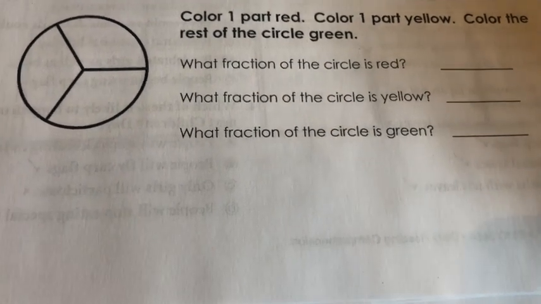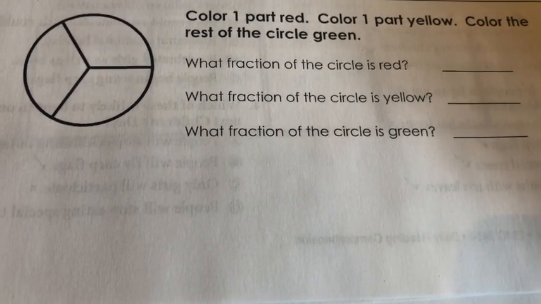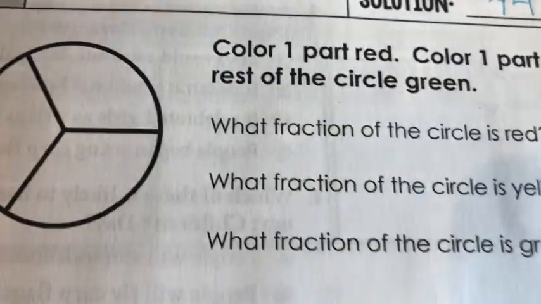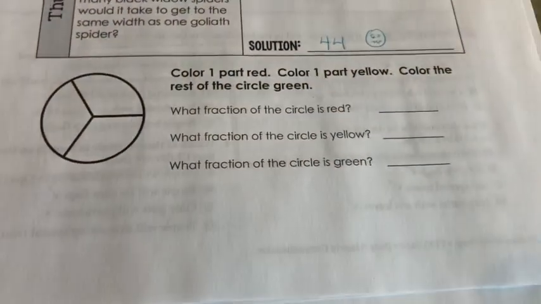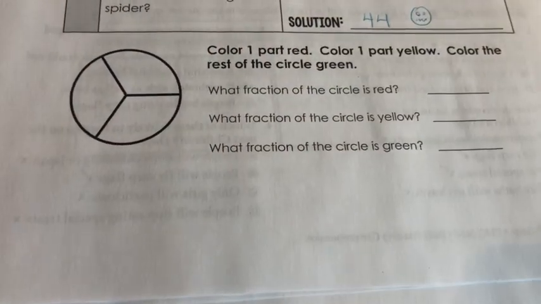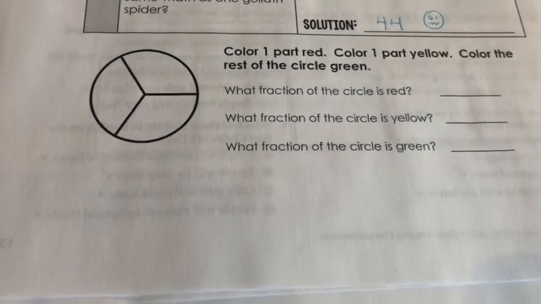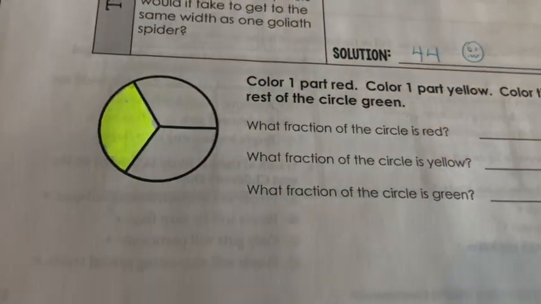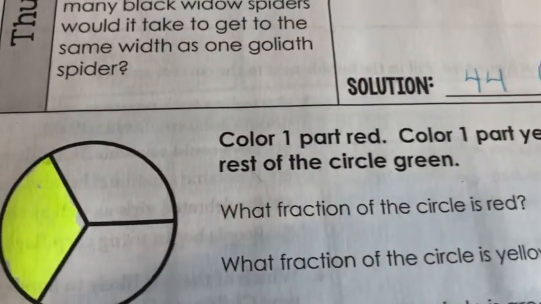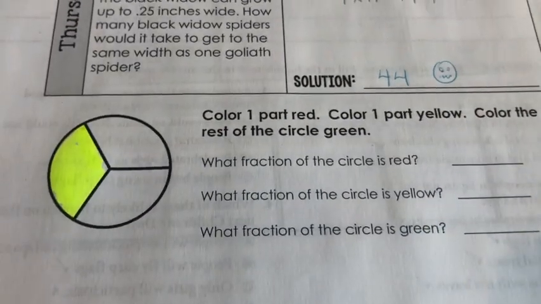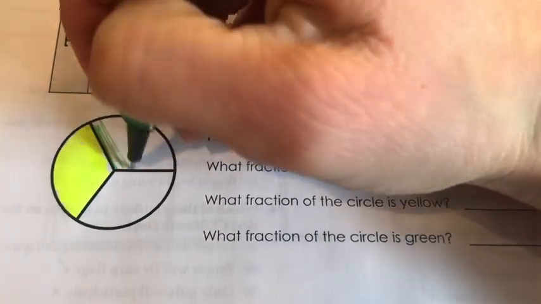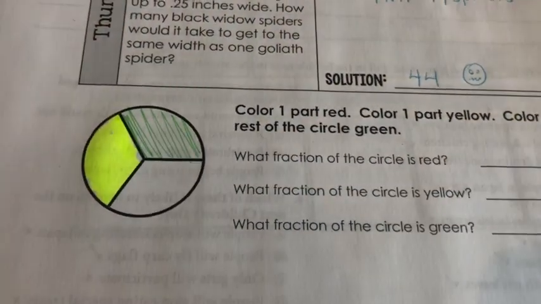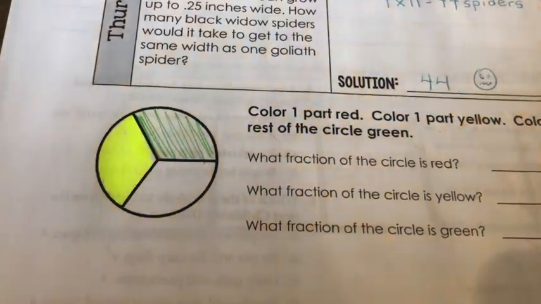All right, so color 1 part red, color 1 part yellow, and color the rest of the circle green. So I'm going to do my best with the colors I have. I have a yellow highlighter here, so I will do 1 part. It's going to be yellow. Okay, 1 part is going to be green. And 1 part is going to be pink because I don't have a red handy.